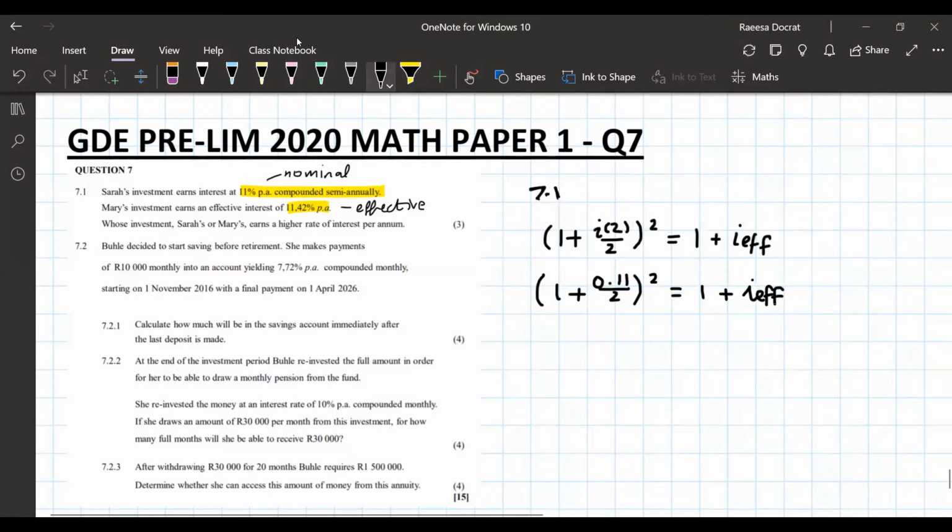And then we're going to subtract 1 on each side. So we have that i effective is equal to 1 plus 0.11 over 2, squared, minus 1, to get i effective by itself. Typing that into our calculator, what we get is that the effective interest rate is 0.113, which we can write as 11.3%.